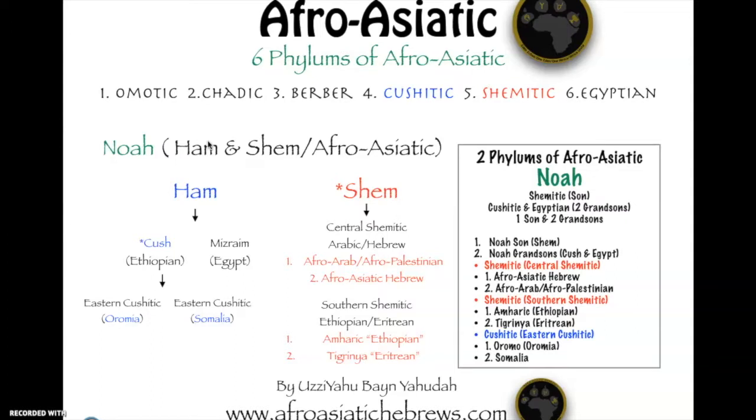1, we have Ometic, 2, Chadic, 3, Berber, 4 is Cushitic, 5 is Shemitic, and 6 is Egyptian. Now, one key person that's connected to Afro-Asiatic is Noah, because Noah had 3 sons. He had Ham, Shem, and Japheth. And so the world basically consists of Hamitic, Shemitic, and Japhethic descent. But when we talk about Afro-Asiatic, out of the 3 sons of Noah, 2 sons are connected. You have Ham and Shem. So Ham and Shem are basically Afro-Asiatic.